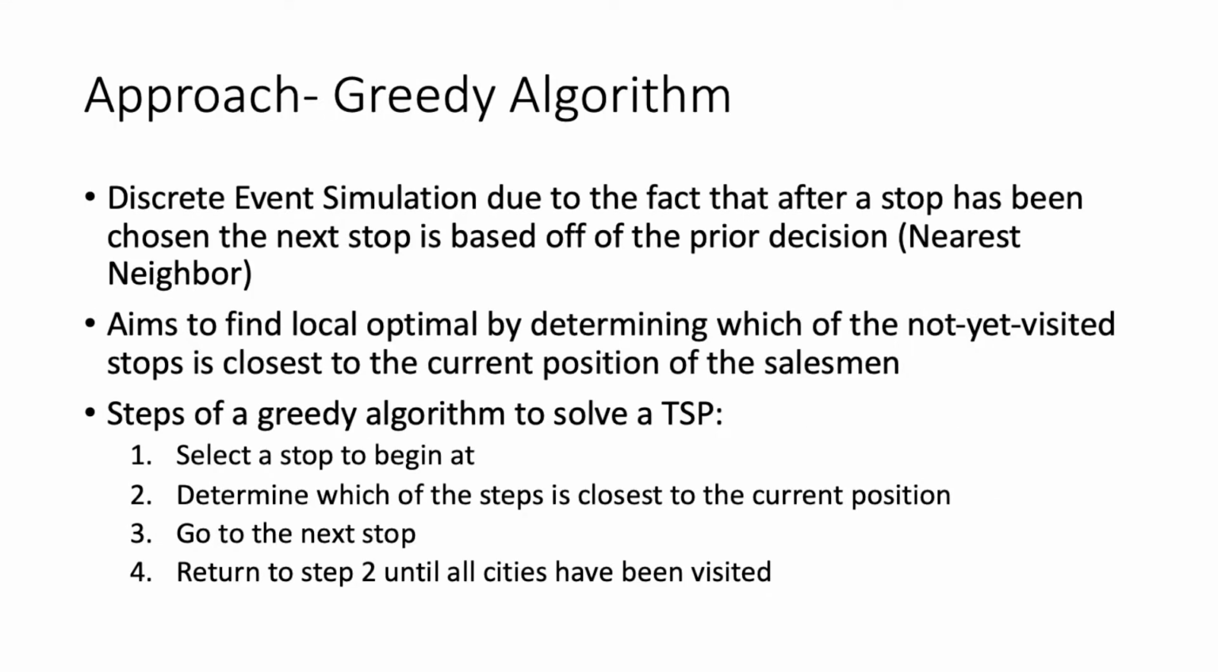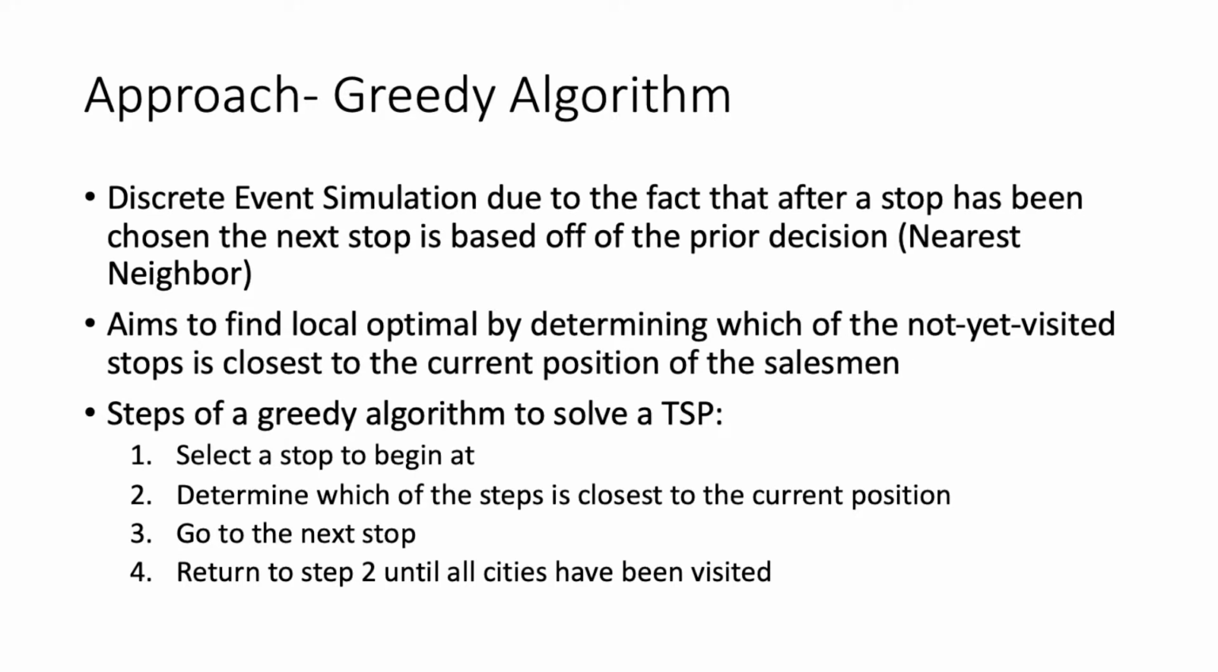Approach one, the greedy algorithm, is a discrete event simulation due to the fact that after a stop has been chosen, the next stop is based off of the prior decision. Nearest neighbor aims to find the local optimal by determining which of the not yet visited stops is closest to the current position of the salesman.